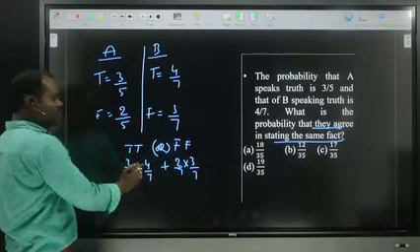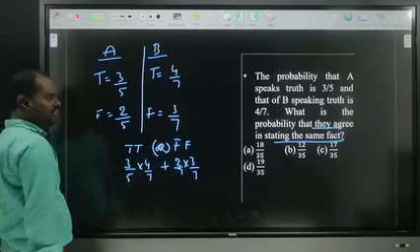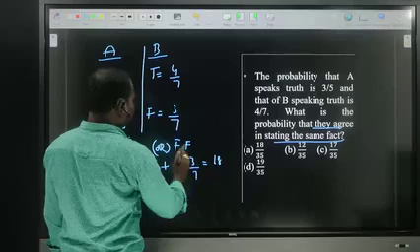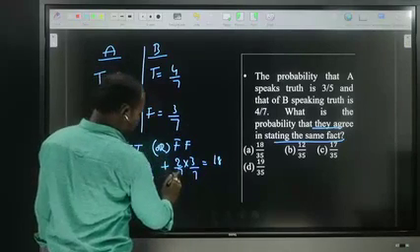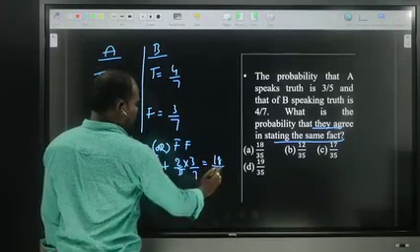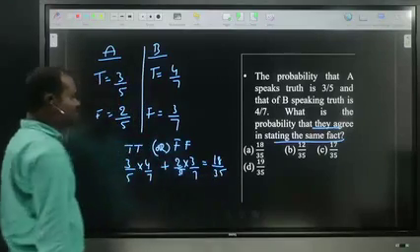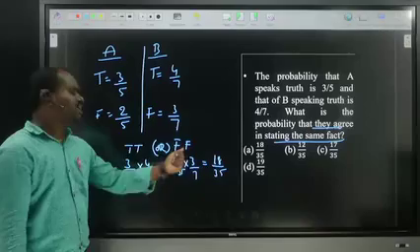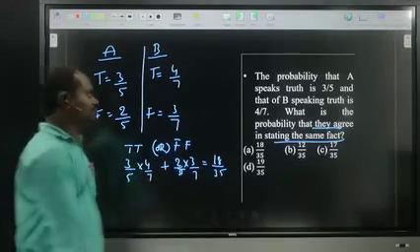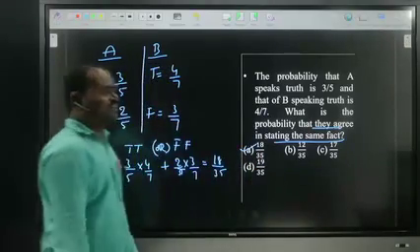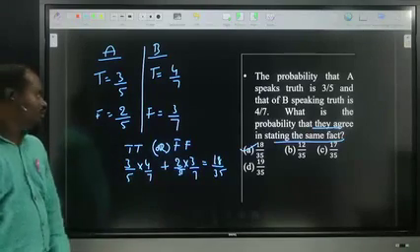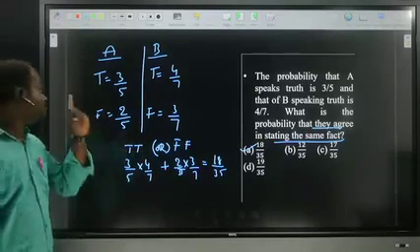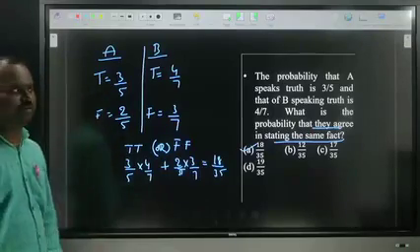So 3 4s are 12, plus 2 3s are 6, 12 plus 6 is 18. The denominator here is 35, so 18 by 35. Right, 18 by 35. Now we are moving to the next question. Based on the question we should follow. Now the question is true false, same logic is applicable.